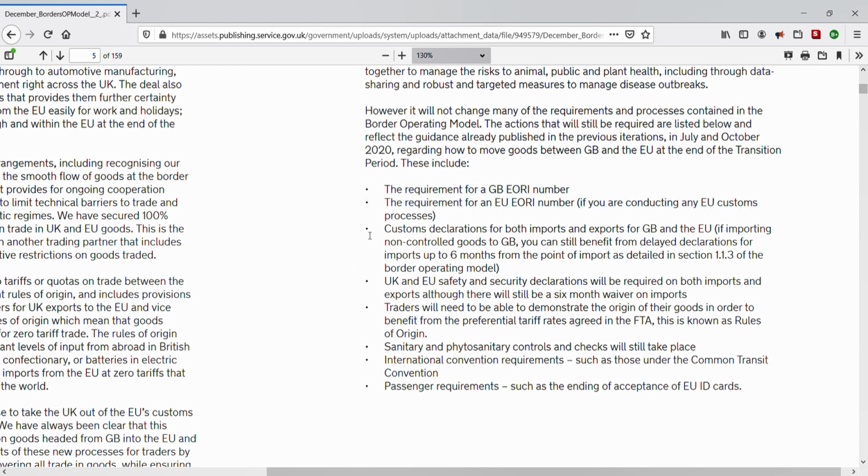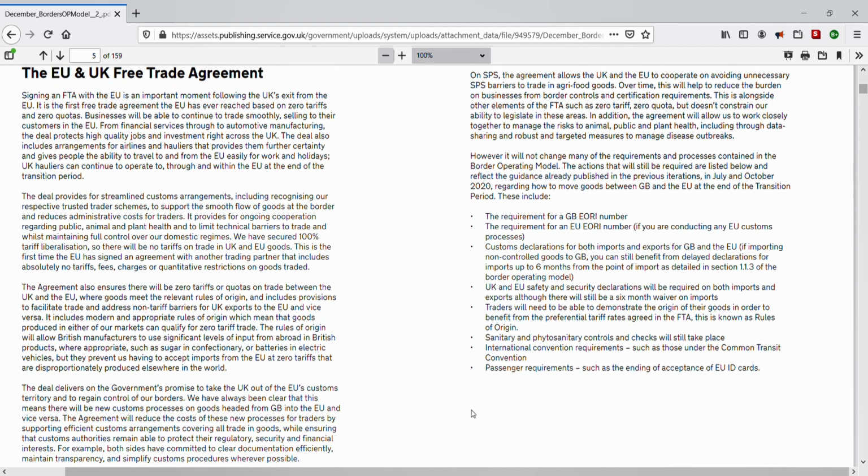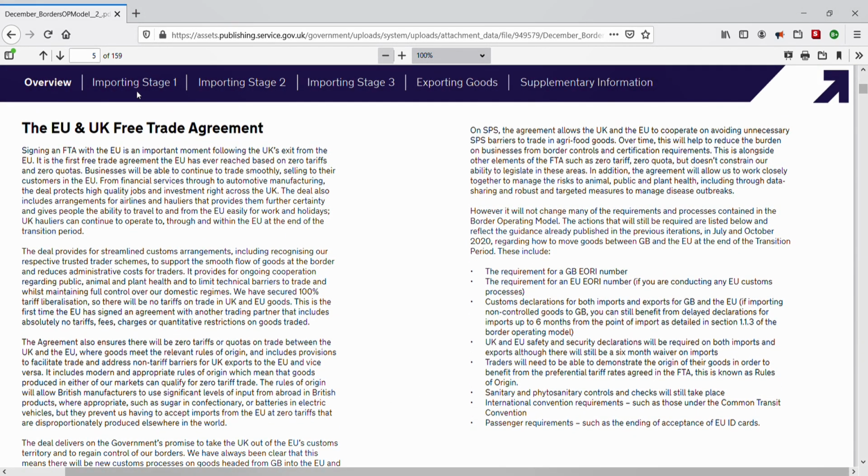A GB and quite possibly an EU EORI number. But also, customs declarations and safety and security declarations on imports and exports. But also, processes and procedures with regard to sanitary and phytosanitary controls, and other conventions too, such as the Common Transit Convention plus a raft of other conventions. All still apply. And I introduced conventions and controls in the previous Tools Club video, but we will examine a few related details in later videos. And that's fab. But, next, let's jump down some pages and look at marketing standards.